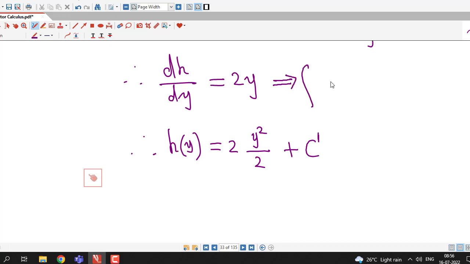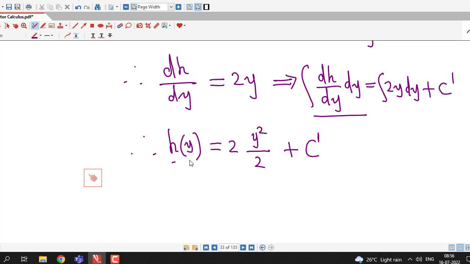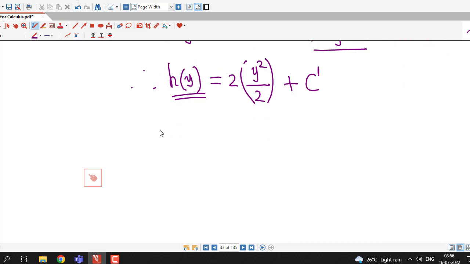If you wish, you can understand it in this way also. I am integrating both sides with respect to y. So the integral of 2y with respect to y plus c dash. This is going to be h of y. 2 is constant. The integral of y is y square by 2, plus c dash. Therefore, h of y equals y square plus c dash.